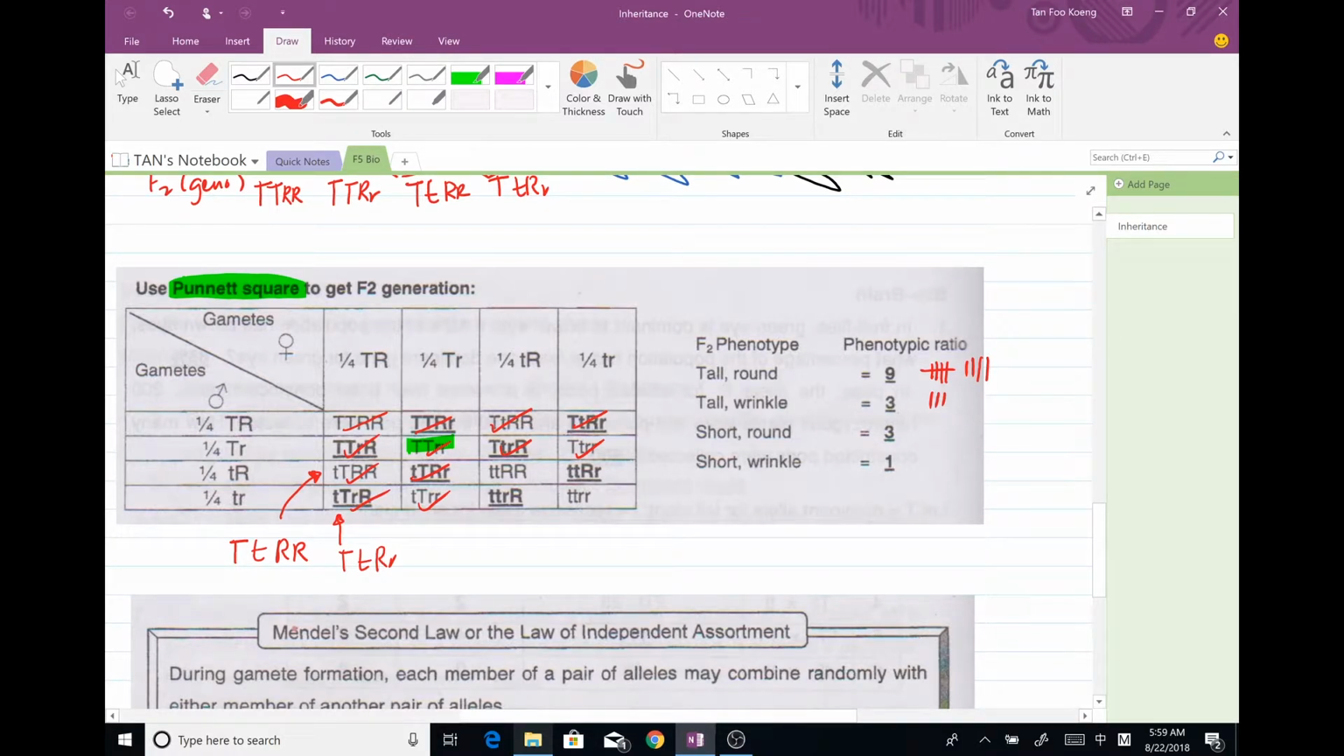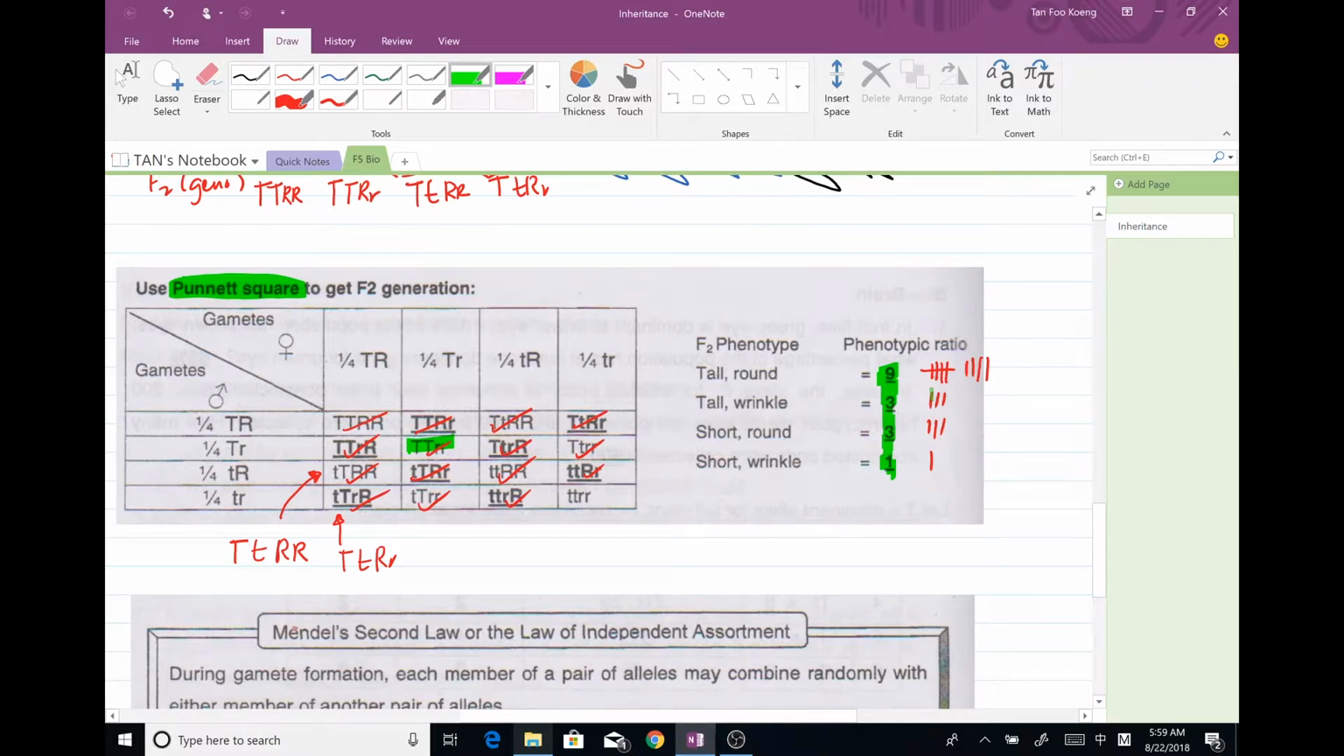What about this? This is small t, big R. So it's short, however it has the round seed. I have 1 of it and another 2 for it. So the last combination would be small t, small r. So if you were asked the phenotypic ratio in dihybrid inheritance, then it would be 9:3:3:1.